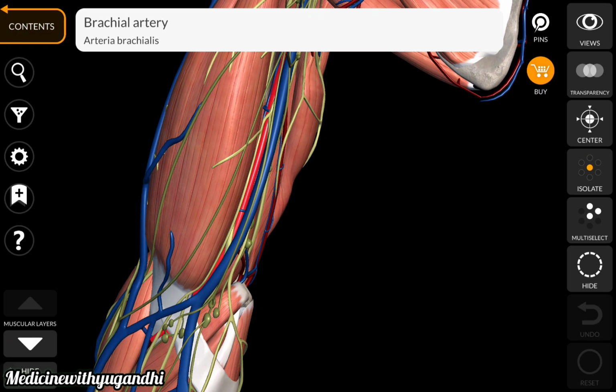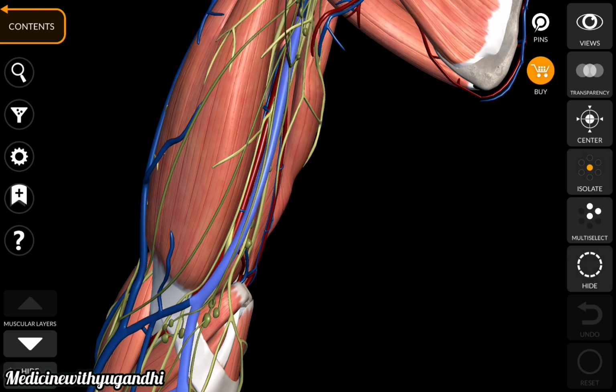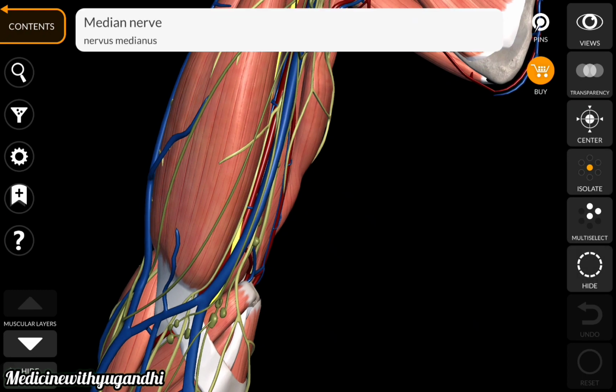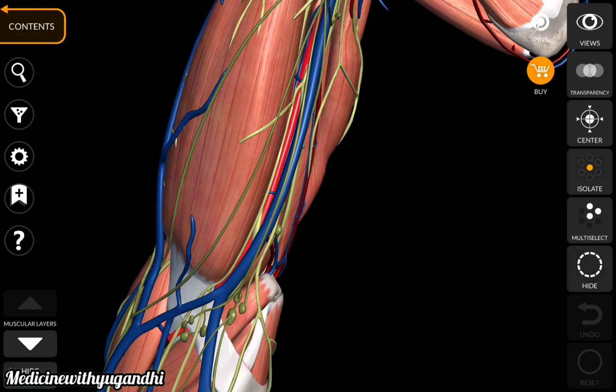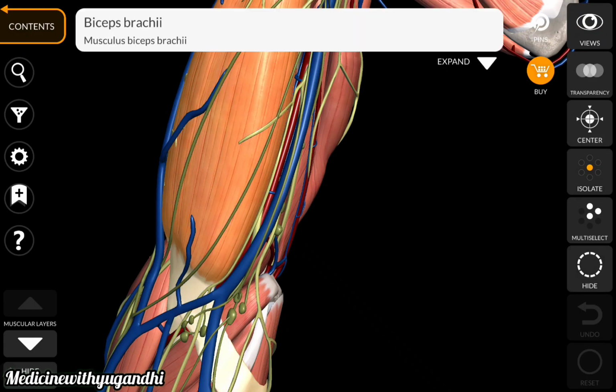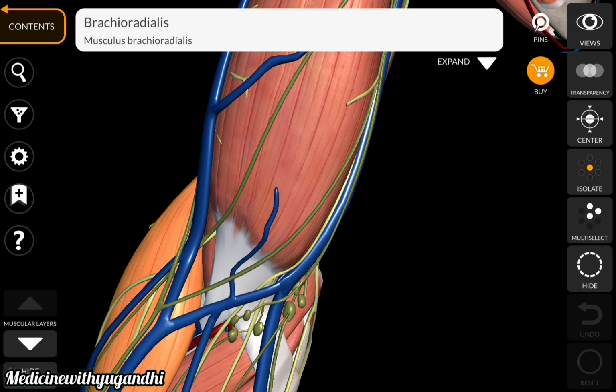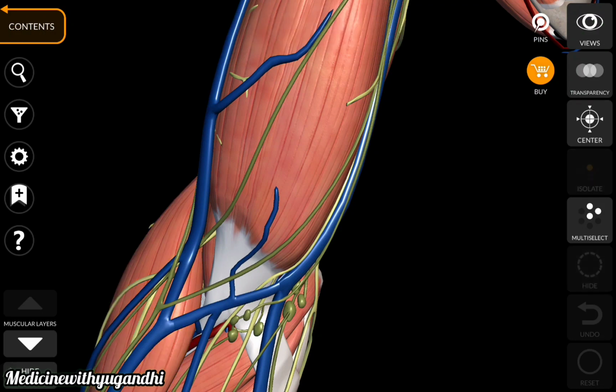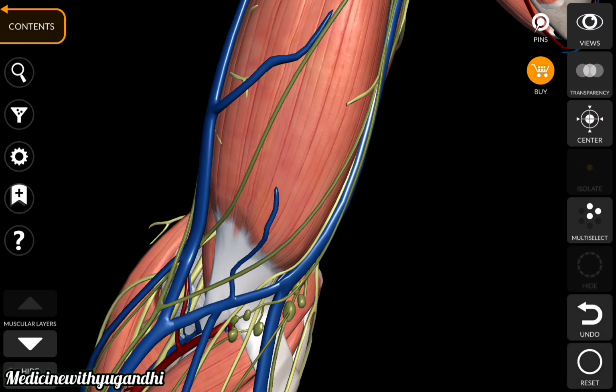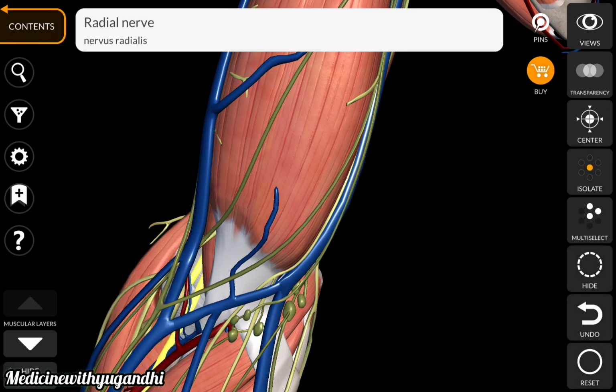Coming to the last relation, at the elbow, from the medial side to lateral side, the structures are the median nerve. Here you could see the median nerve, then lies the brachial artery, then the tendon of the biceps brachii muscle, and in the deeper portion you could see the radial nerve. For that I am removing the brachioradialis muscle. So here you can see the radial nerve.